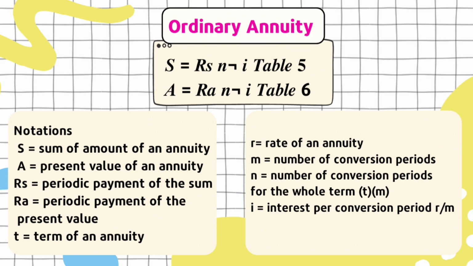And N is the number of conversion periods for the whole term, and it is computed as T times M, and I is the interest per conversion period, and it is computed as R divided by M.